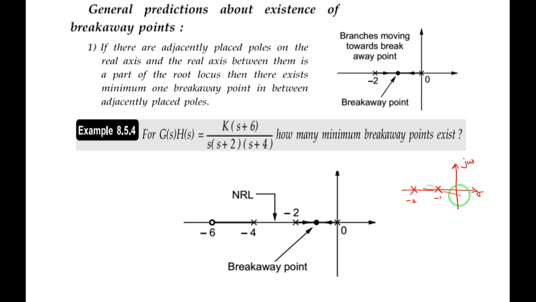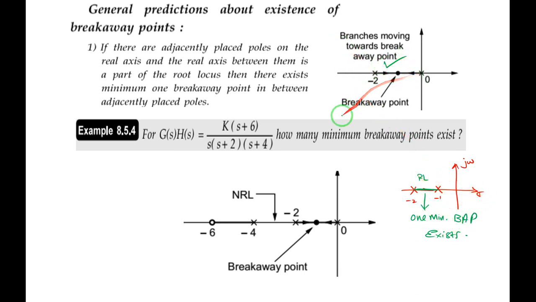Suppose 0 to -1 is not a part of the root locus. Let me assume that -1 to -2 is a part of the root locus. Then the -1 to -2 section is the root locus and they are adjacently placed poles. So at least one breakaway point exists in this section, -1 to -2. Minimum BAP I will write; BAP in short form means breakaway point. The same thing has been depicted in this picture.